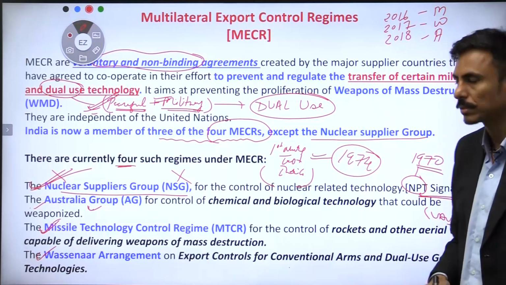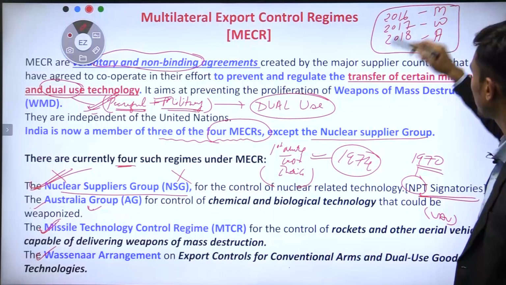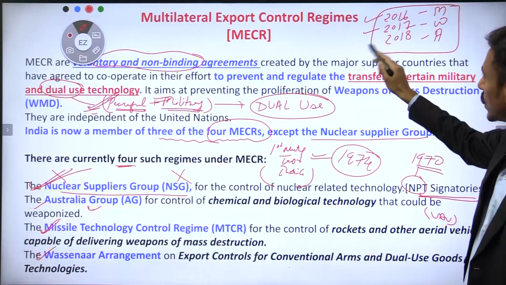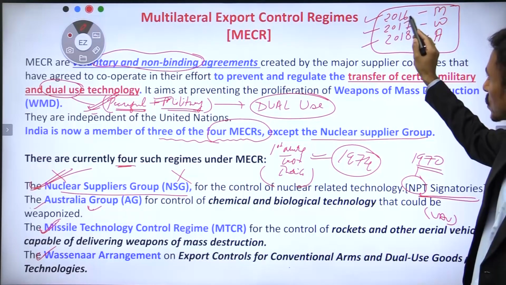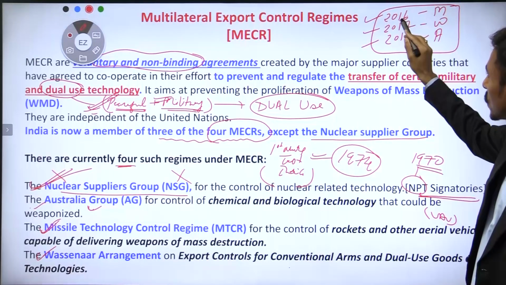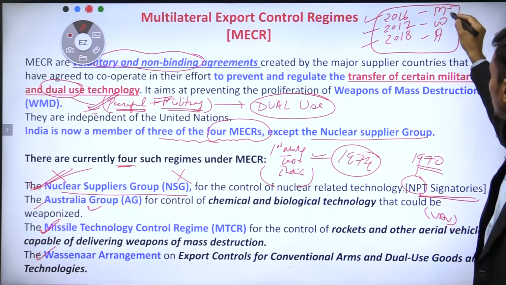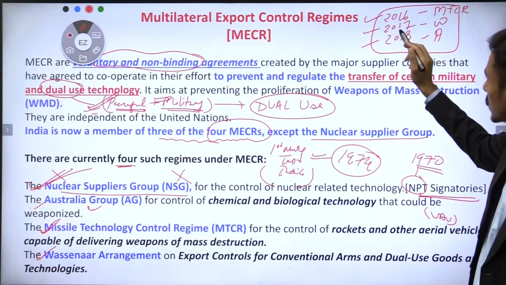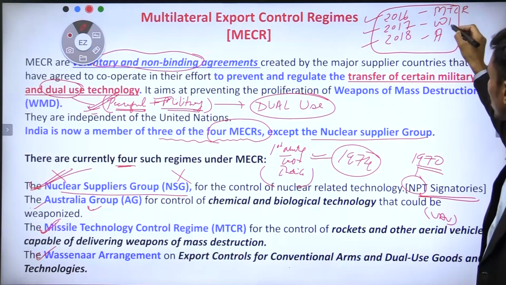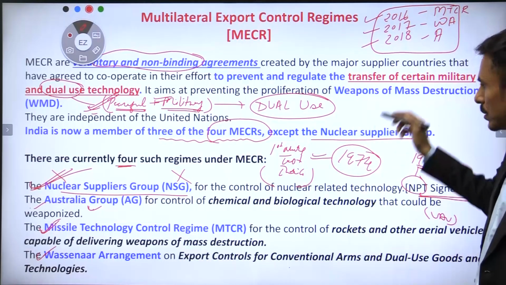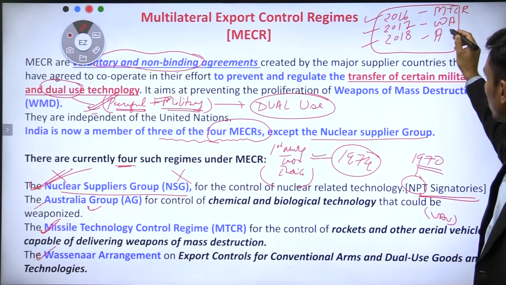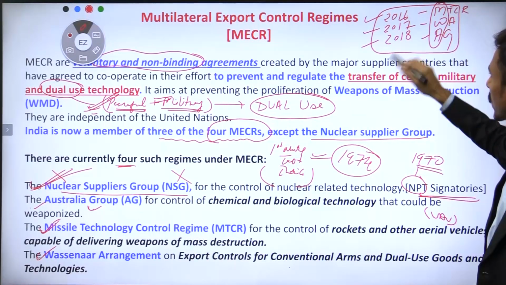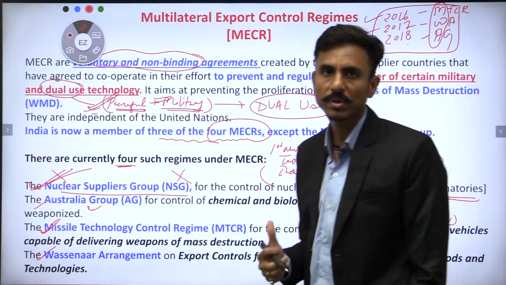Now, if I talk about the years when India became a member of these MECRs, in sequential order, starting from 2016, 2017 and 2018. So in 2016, India became a member of the MTCR, Missile Technology Control Regime. In the next year, 2017, India became a member of the Wassenaar Arrangement. In 2018, India became a part of the Australia Group, right? So the mnemonic is MWA, right? 2016, 17, 18, right? So please remember this mnemonic, guys.